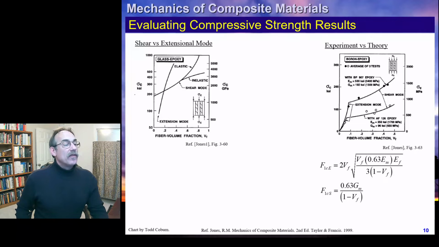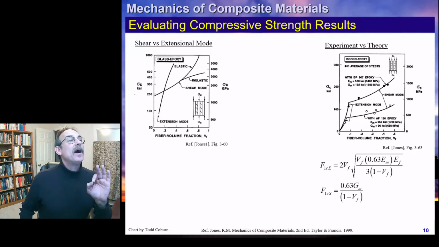Here is now where the left curve has the full curves. This one just truncates the curve at the place where they intersect, and you see this extensional mode and the shear mode for two different materials. One is a boron epoxy, that's the upper curve, and these are both boron epoxies, but one is one kind of epoxy, one is another kind of epoxy.